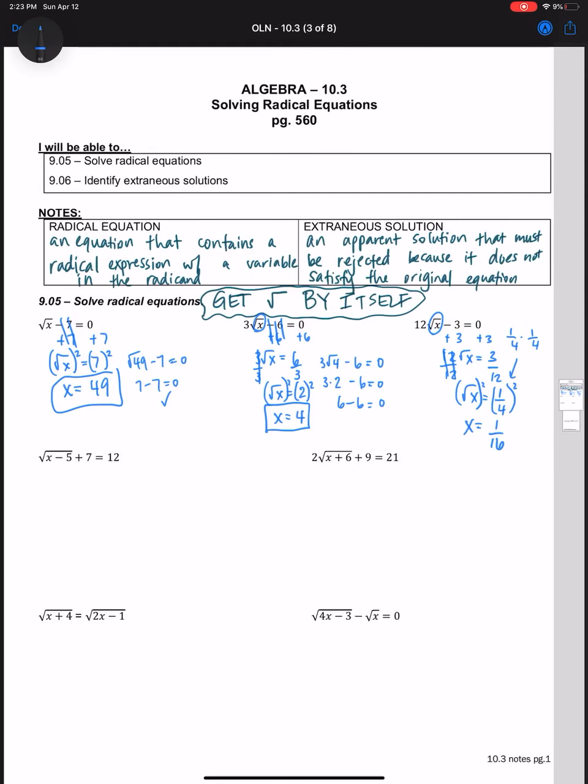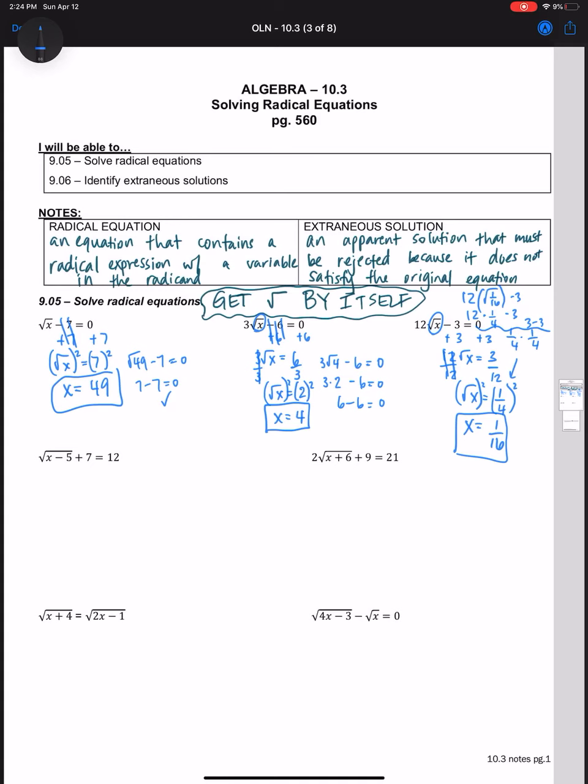All right, if you want to check that answer, you have 12 times the square root of 1 over 16 minus 3. When you do the square root of a fraction, you square root the top, and you square root the bottom, minus 3. 12 times 1/4 is 3. 3 minus 3 is 0, so that works out.